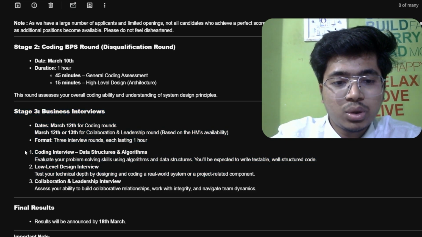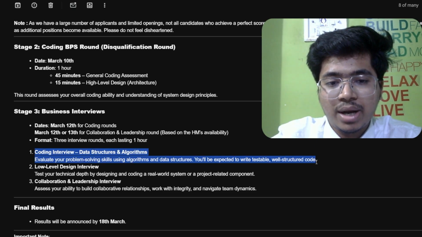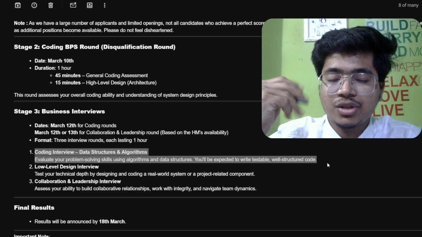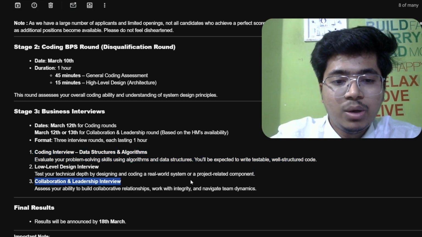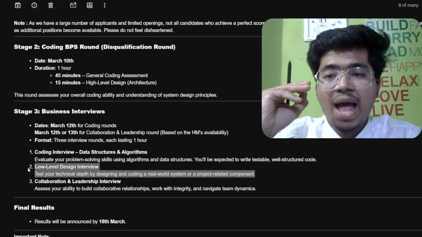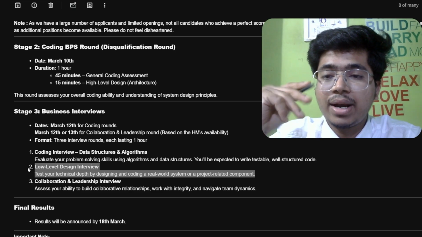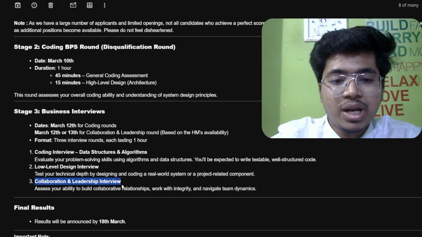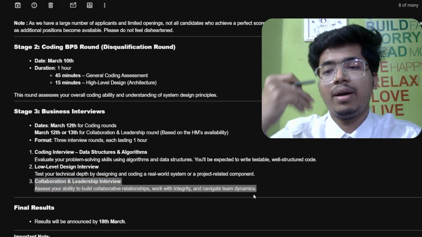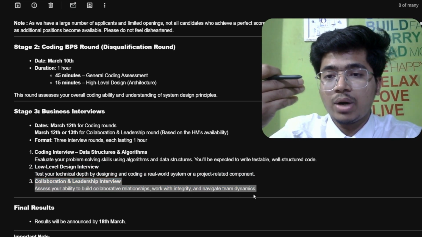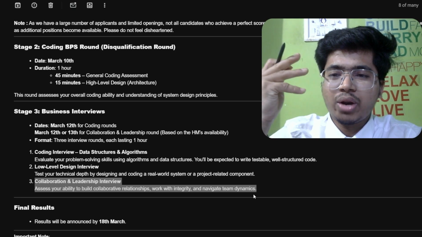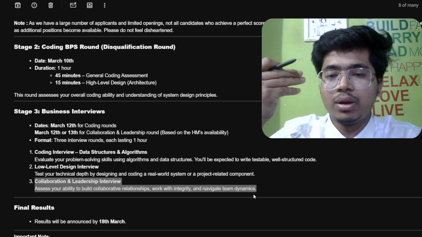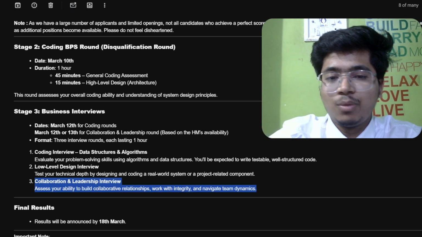The first coding round is data structures and algorithms. That means after 2 rounds you again have to perform another data structures and algorithms round. After that, the low level design round. This is another important thing, you have to perform the low level design round also. And then a collaboration and leadership interview round, about how you communicate and collaborate. This is another important round. So there are around 5 or 6 rounds. If you qualify in those 5 or 6 rounds, then you will get placed at Uber.